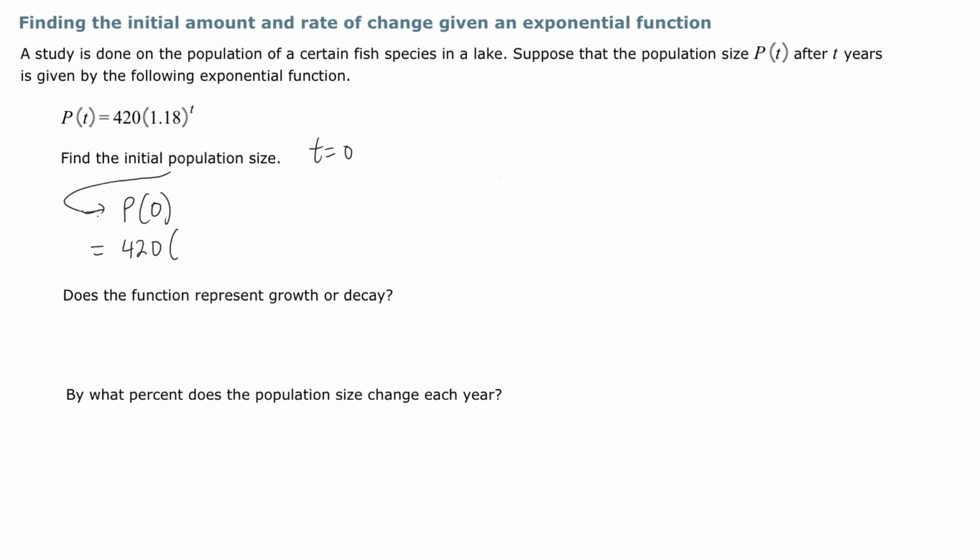420 times base 1.18 raised to the 0 power. But that's just 1, so we're left with 420. Now we just answer it in a complete sentence. The initial population size is 420 fish.